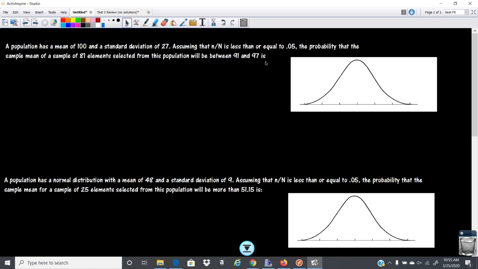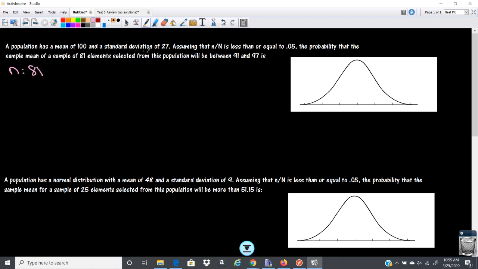and 97 is. So again, the difference here is it's telling you that there's a sample of a certain number of elements, so that's going to key you in that this is a sampling distribution, which is a different type of problem. So let's see here, we'll go pink. The information we need for this problem is the sample size. So the sample size n is 81.